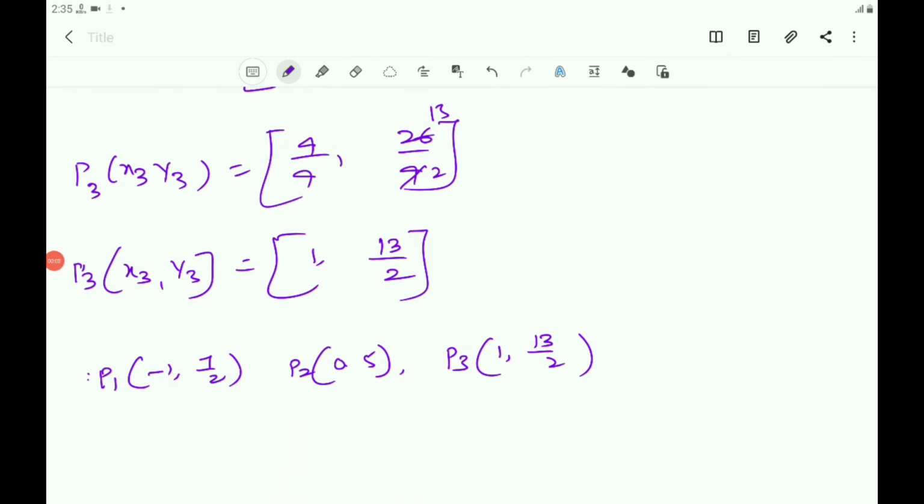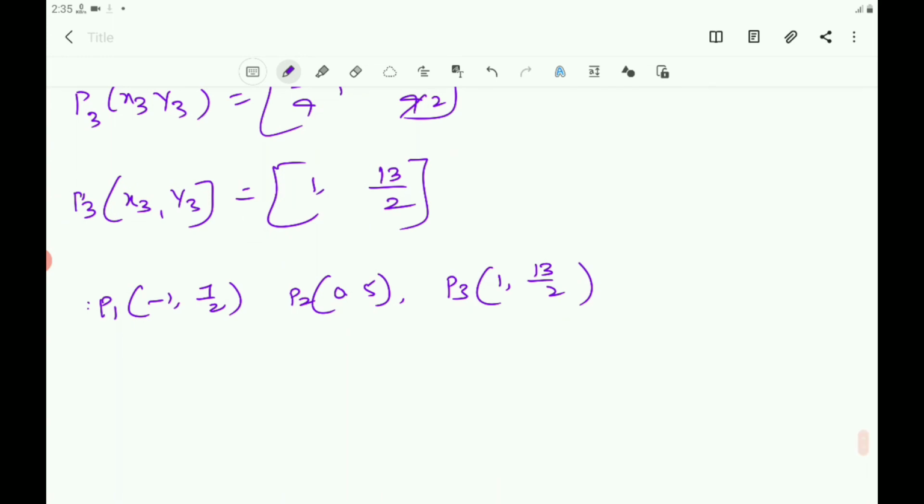Therefore, the coordinates of the points which divide the line segment joining A (-2, 2) and B (2, 8) into 4 equal parts are P1 (-1, 7/2), P2 (0, 5) and P3 (1, 13/2).